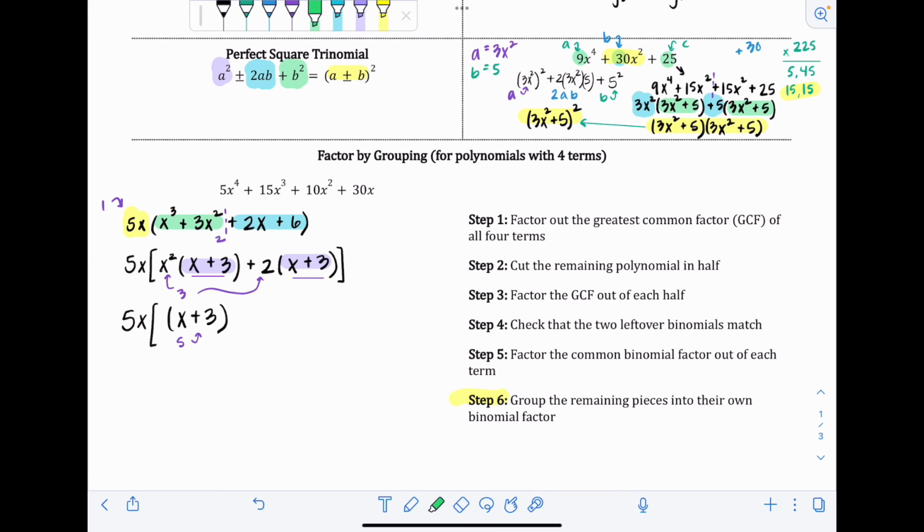So the remaining pieces mean like this x squared that was left from the x plus 3 term, and this plus 2 that was left also. So those would go inside parentheses. So it'd be x squared plus 2. And then close parentheses. We really don't need a bracket anymore. I just didn't want us to have like the crazy parentheses over here and stuff. Okay, so I'm going to take that bracket away and then just write the 5x in front of this parentheses. So altogether, it's 5x times x plus 3 times x squared plus 2.